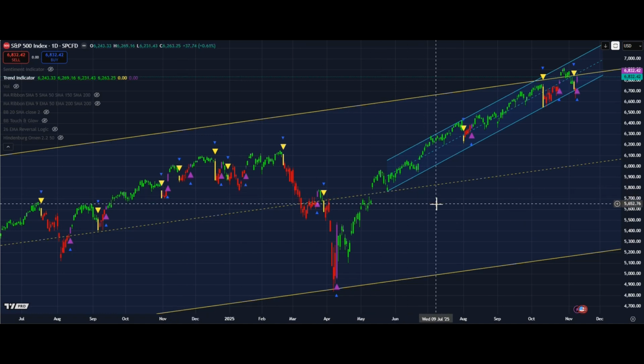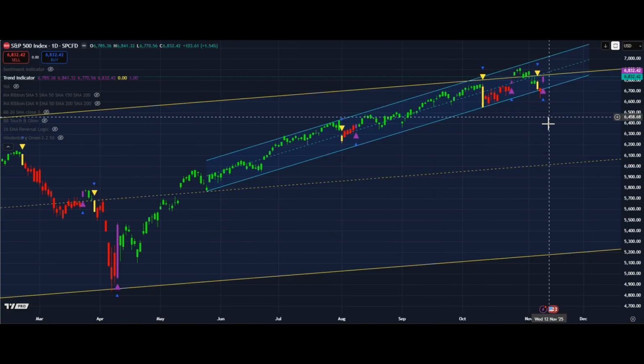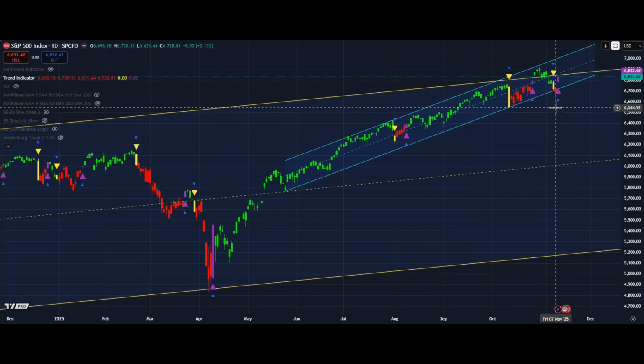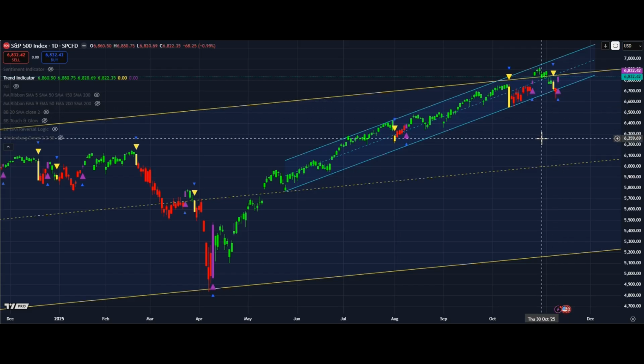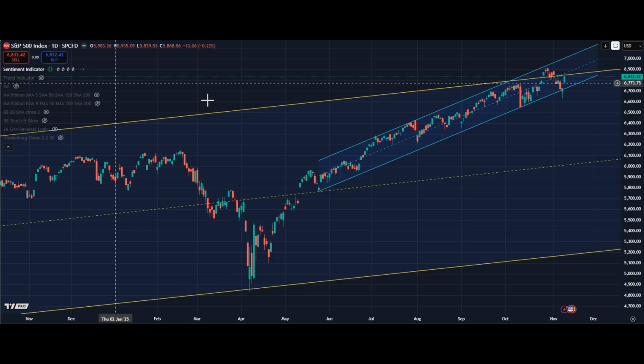So this is the first one, obviously. Now we do have a trend change here today. I'll show you why to be careful of this anyway. So what we want to do now is turn on our sentiment indicator.